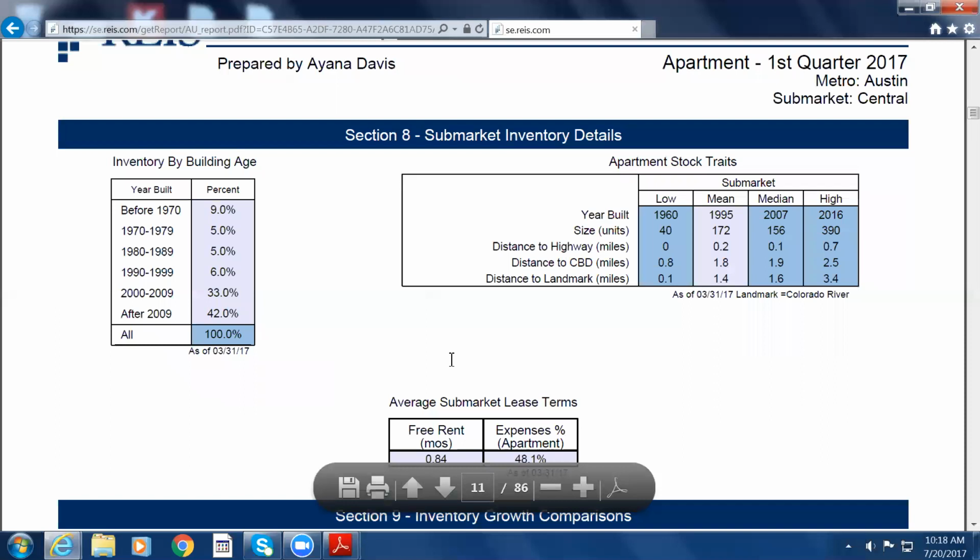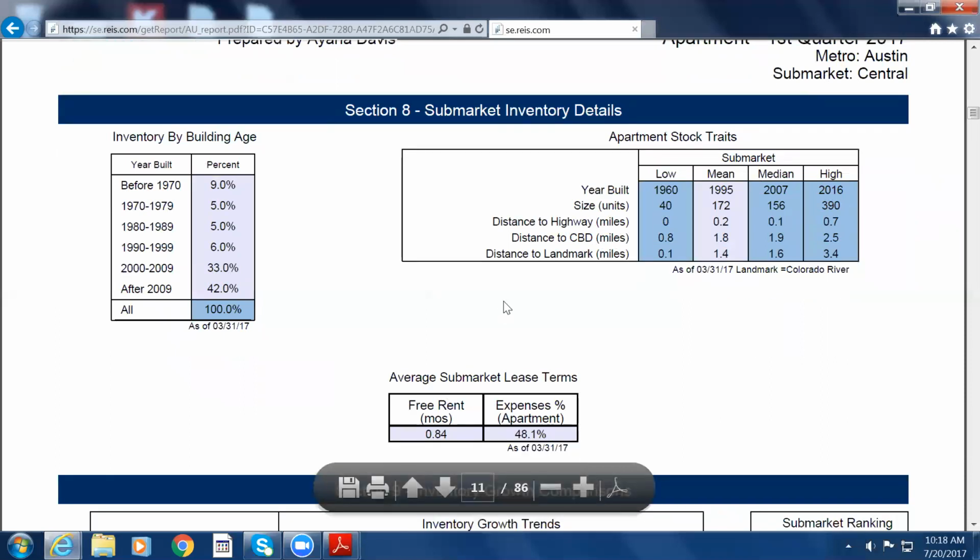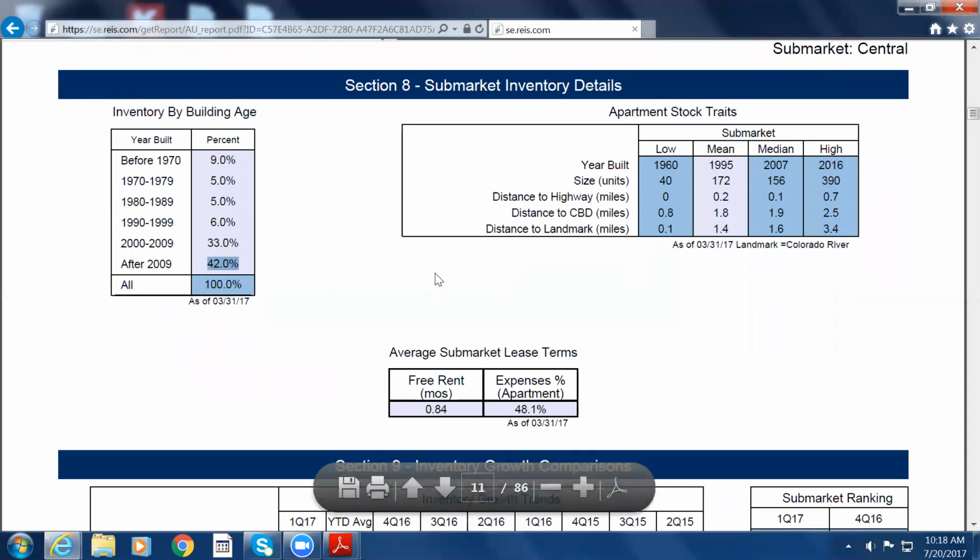And the next section here should look pretty similar to the first two. We're going to do the same type of analysis where we look at information by vintage, but this is actually based on inventory. So what I heard was true about Austin. It seems like in the last decade or two, a lot of growth. So right away, I can see in the last, from 2000 to 2009, inventory is up. That's where your current inventory sits for the submarket.